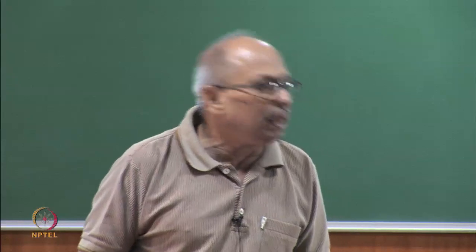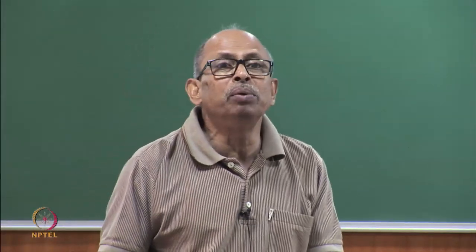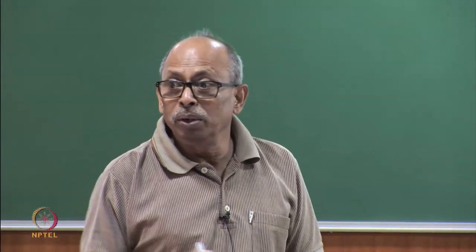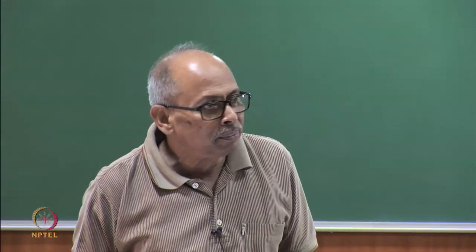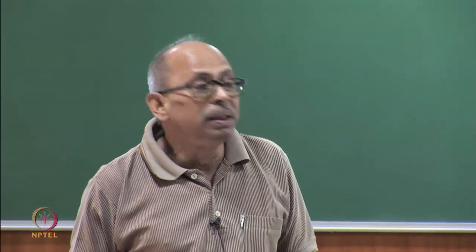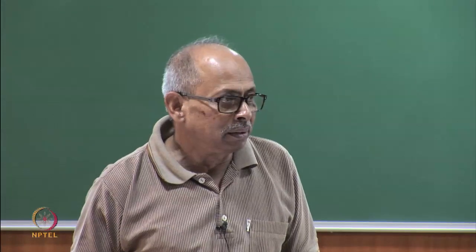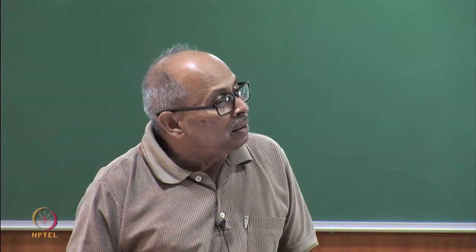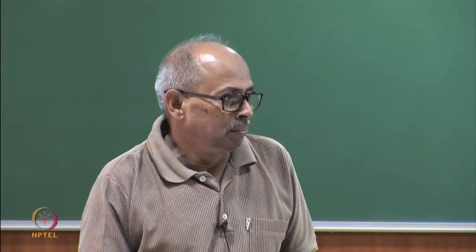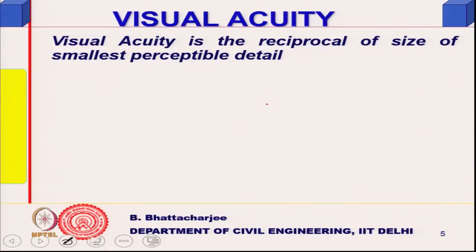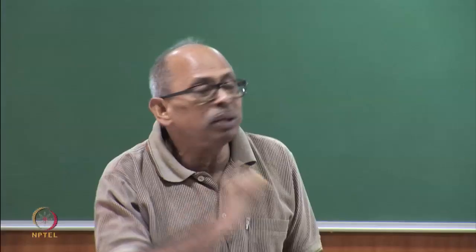So we define certain things. I mean, how much light do I need in order to see a thing? It depends upon the size of the object. So we define certain terms. For example, visual acuity is defined with respect to the smallest size of the object I can see.